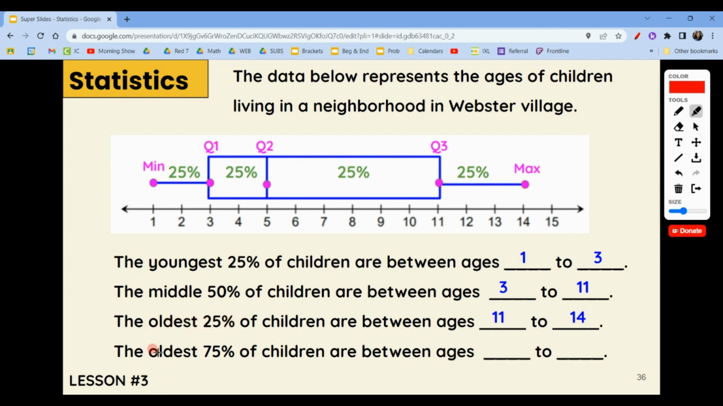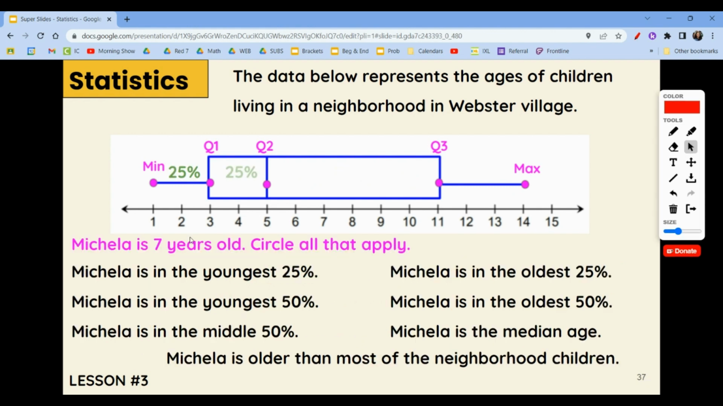The oldest 75% of children are between ages blank to blank. The oldest 75% of children makes up 3 quartiles at the right. They would be between ages 3 to 14. All right, please label each quartile as 25%.